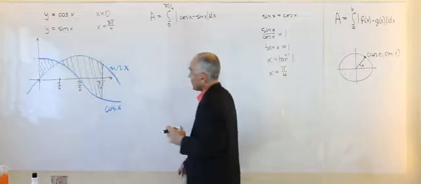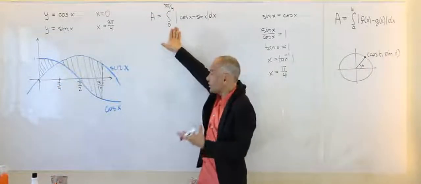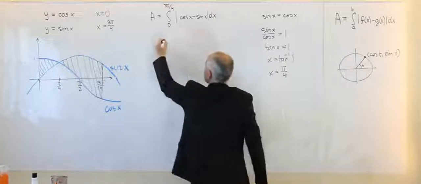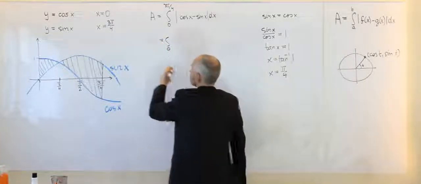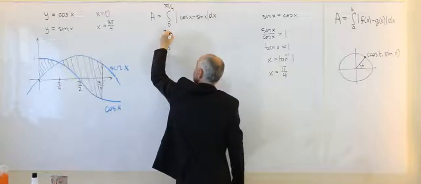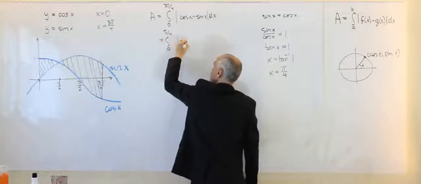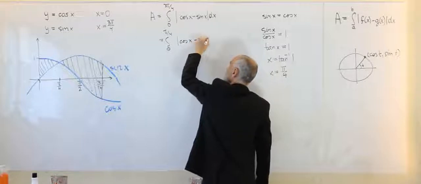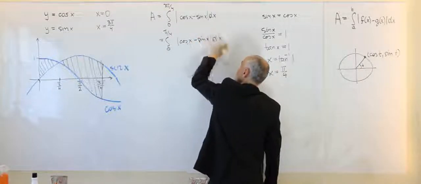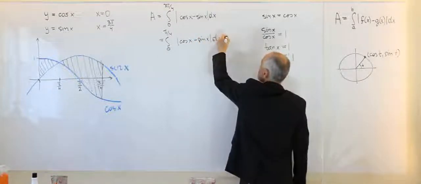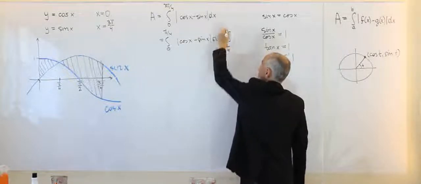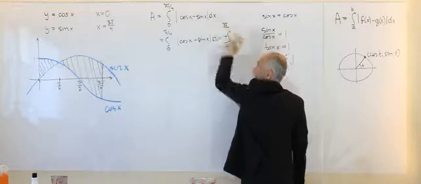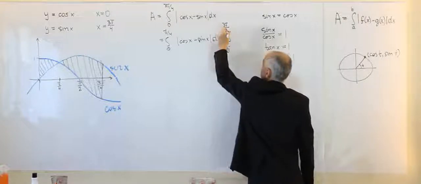So now we will split that integral into two integrals. The integral from 0 to pi divided by 4, and the integral from pi divided by 4 to 3 pi divided by 4.